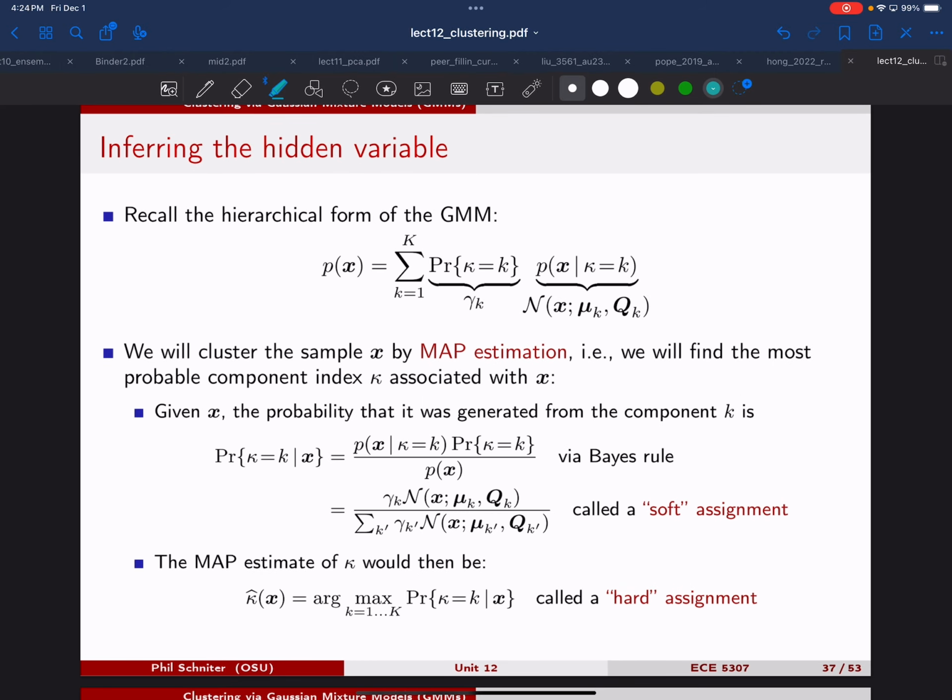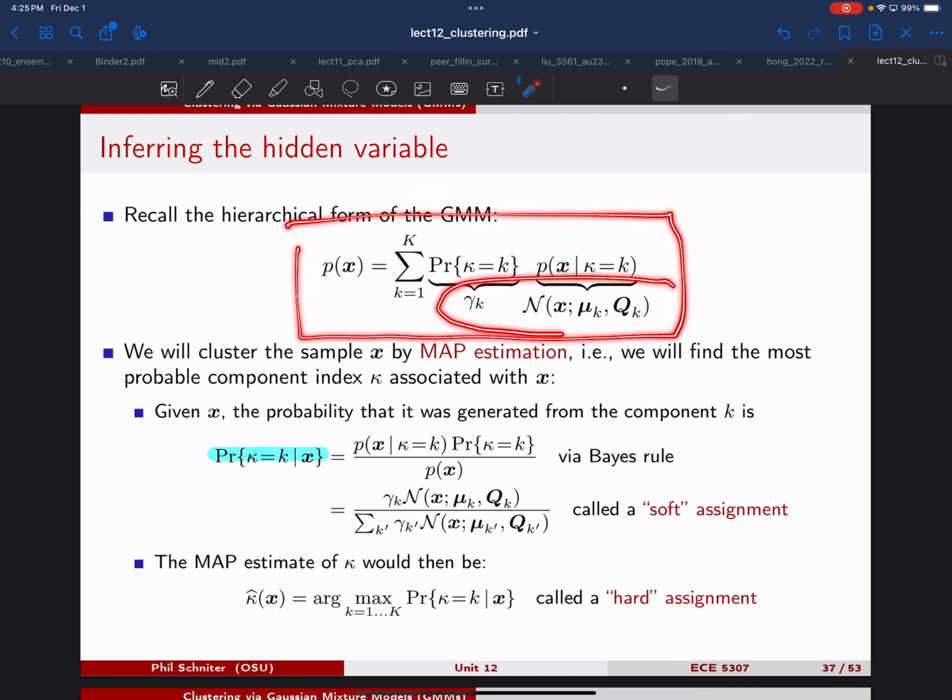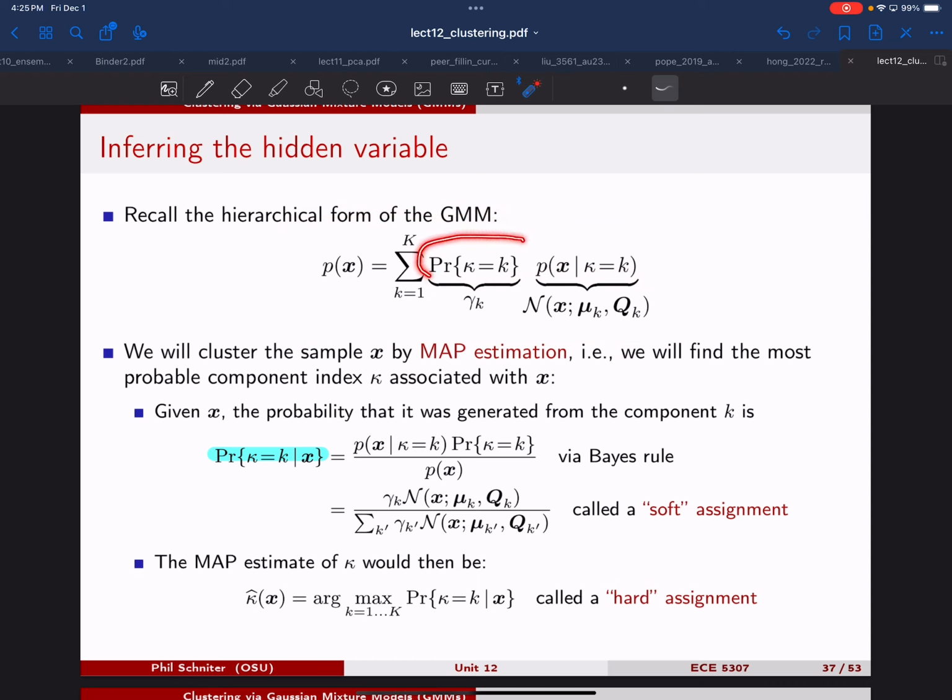So now let's look at some of the equations. How do we actually compute this key probability? This is what we want to compute: the probability that kappa is some hypothesis k given the sample x that we're trying to cluster. Okay, so what we said from the previous page is we can write p of x as we did originally, or we can write it in terms of this new hidden variable kappa: the probability that kappa equals k times the probability of x given that kappa equals k, summed over all the possibilities for kappa.